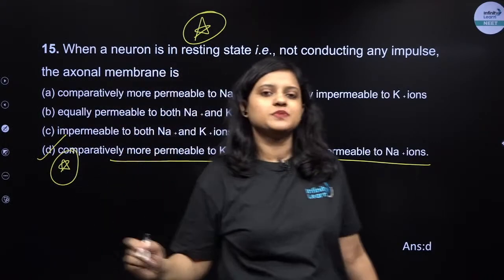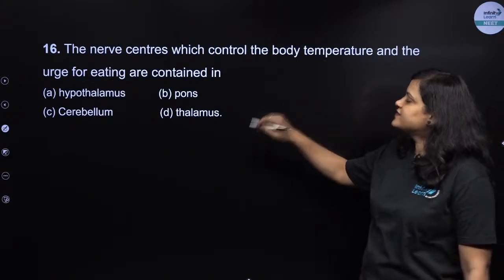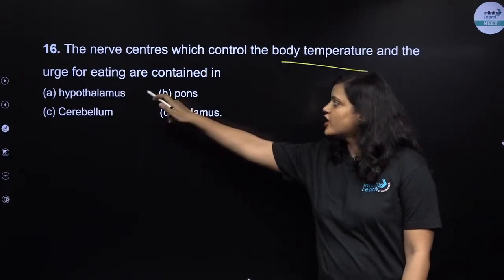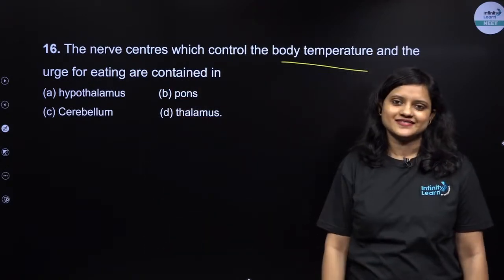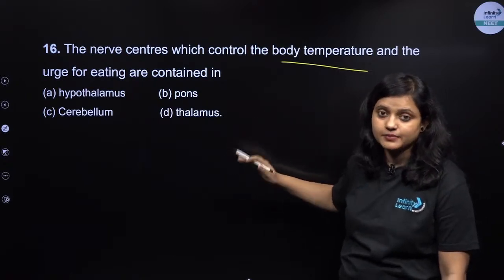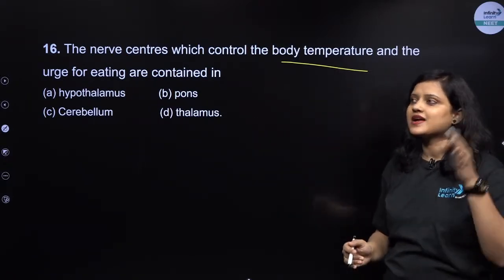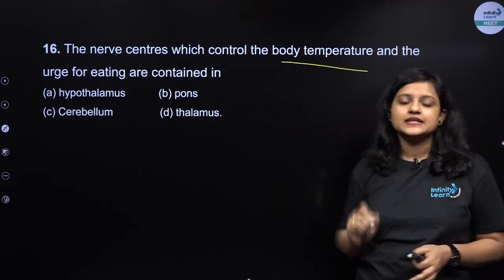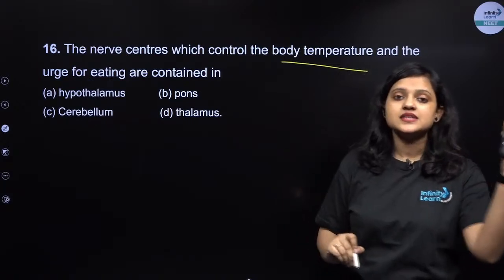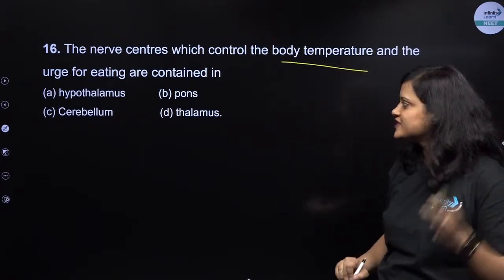If you have any doubts, please let me know. The nerve centers which control the body temperature and the urge for eating are contained in... Okay. So the correct option will be hypothalamus, which is a part of the forebrain. Hypothalamus का काम होता है to regulate the body temperature, and hunger and satiety centers are also present in the hypothalamus. So correct option क्या होगा यहाँ पर?